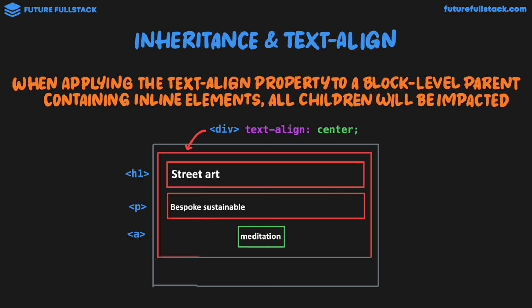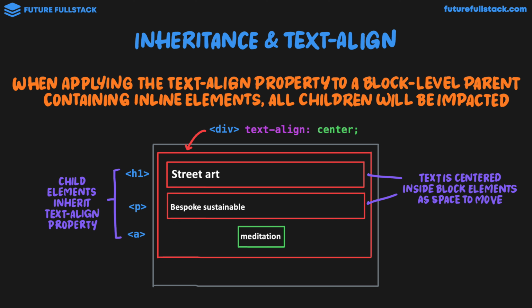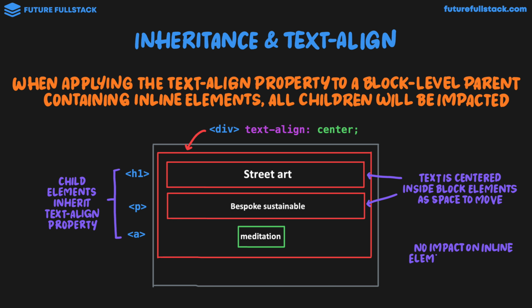The second thing happening is that child elements inherit the text align property. And again, inheritance is when we're passing on the property from parent to child. It's like the H1 and paragraph now have text align applied directly to them through inheritance. And this is just now the standard behavior we've seen before, where text is centered inside block elements as there's space to move. So the second thing that would happen is our text inside our block elements, H1 and paragraph, will center. And there's no impact on inline elements as text has no space to move.